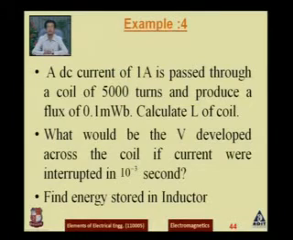Let us take the last example of these electromagnetic circuits, the last example of this chapter. A DC current of 1 ampere is passed through a coil of 5000 turns and it is producing a flux of 0.1 milliweber. You have to calculate the inductance of the coil and the voltage that will be developed across the coil if the current is interrupted in 10⁻³ second.